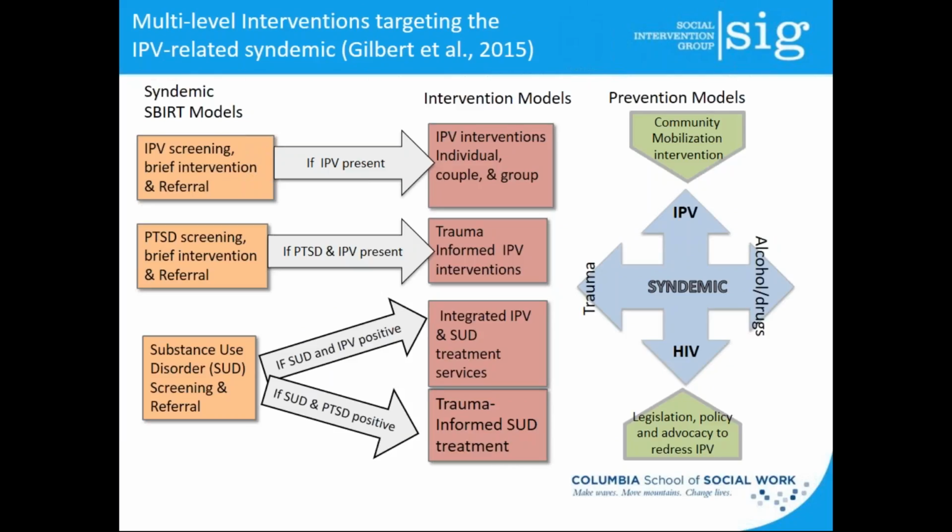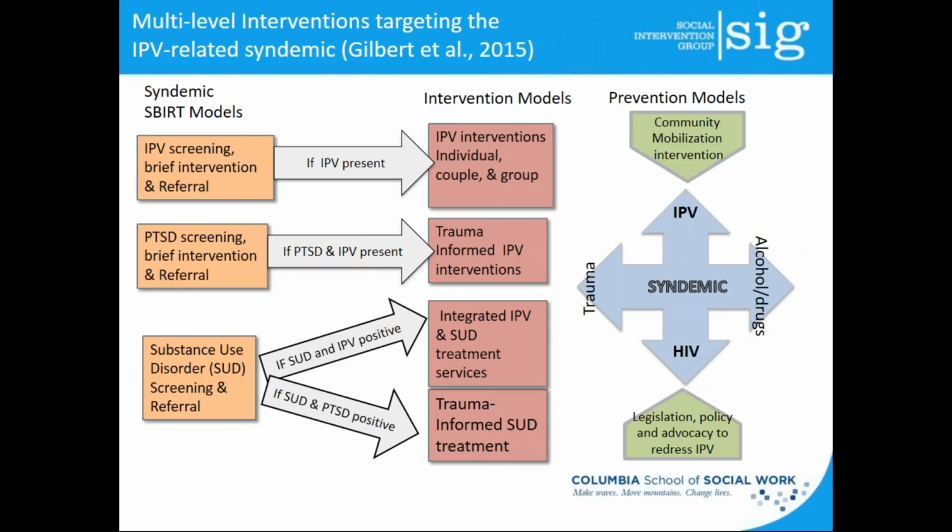So just to drill down a little bit more in this model, as I mentioned before, the IPV SBIRT model can be combined with PTSD SBIRT models and substance use disorder SBIRT models, to really identify women who are using drugs or alcohol who are at risk of IPV and refer them to the different types of brief or extended interventions that they may need to address the IPV trauma and substance use.